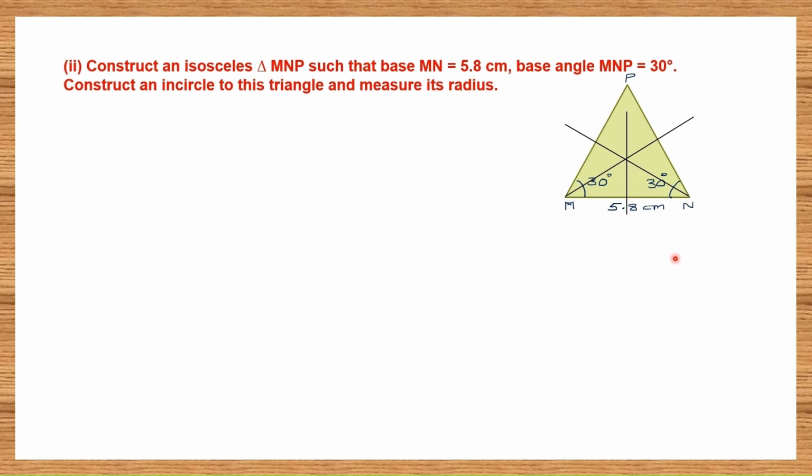So we have drawn a perpendicular. Use this point as the center of the circle and this distance as the radius and draw a circle inside. So we get a circle like this.